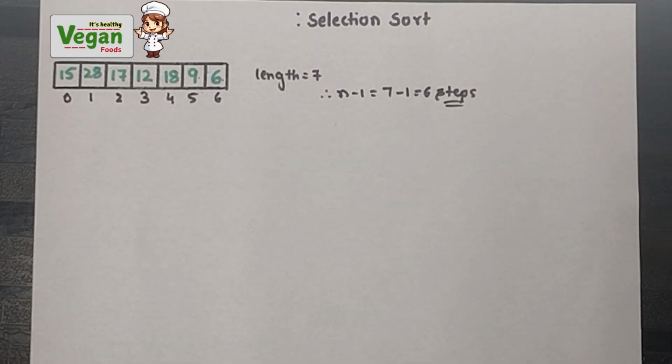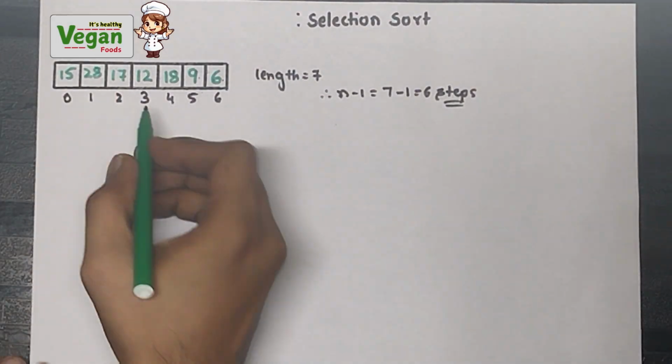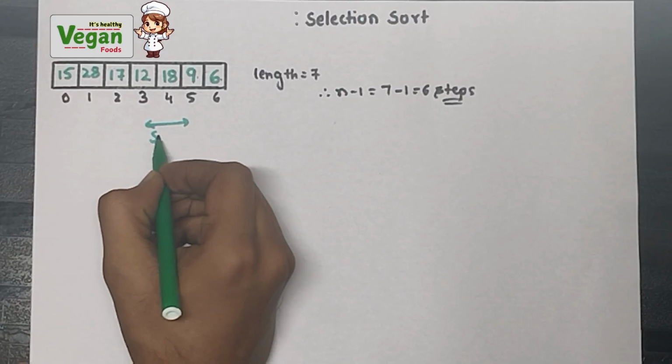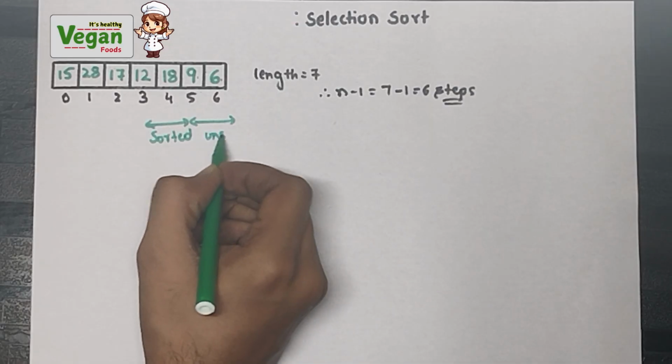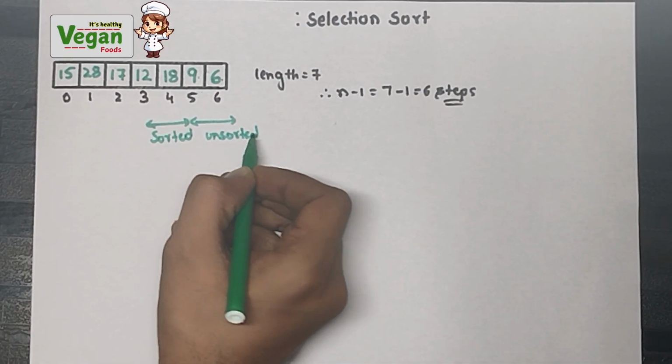So what we will do is make two sublists. What will we make? Two sublists or two subarrays. One will be sorted and another will be unsorted. What is sorted and unsorted?